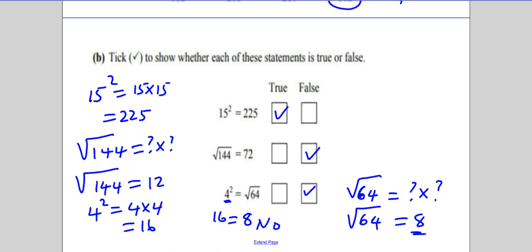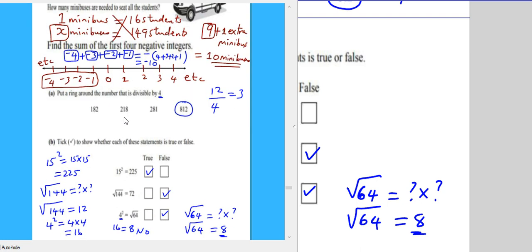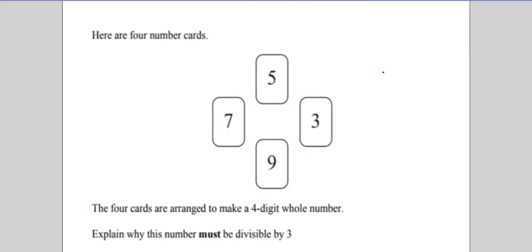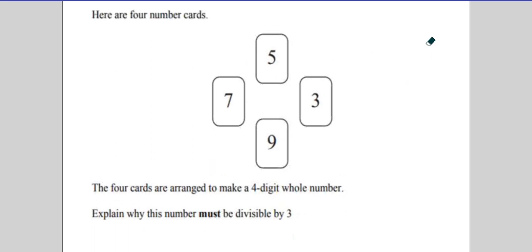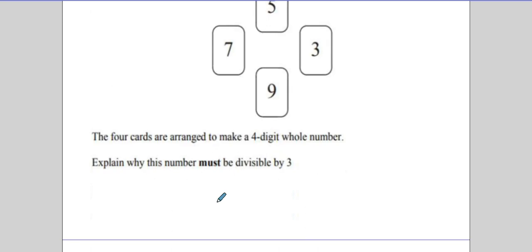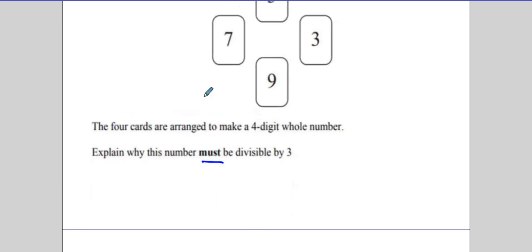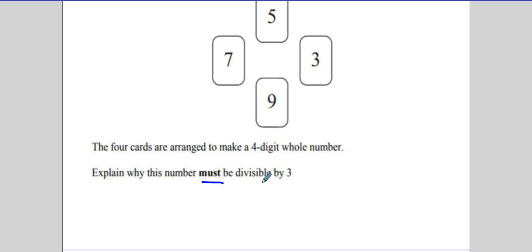Right, here we go. Let's continue. All right, we are on this part. Here are 4 number cards. The 4 cards are arranged to make a 4-digit whole number. Explain why this number must be divisible by 3.